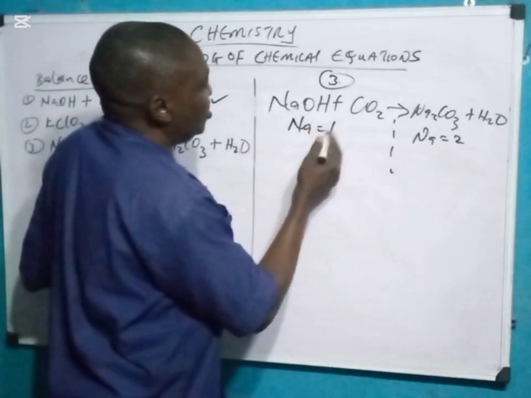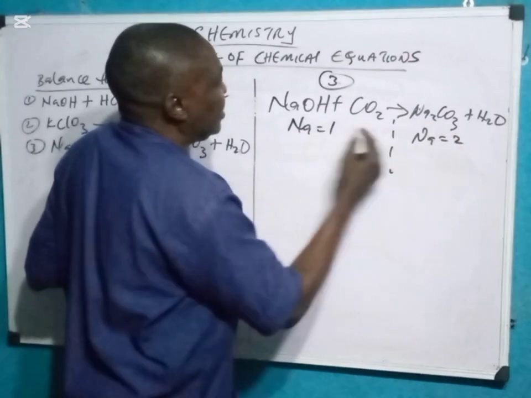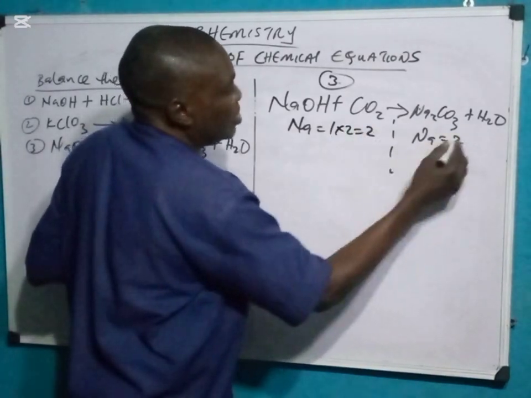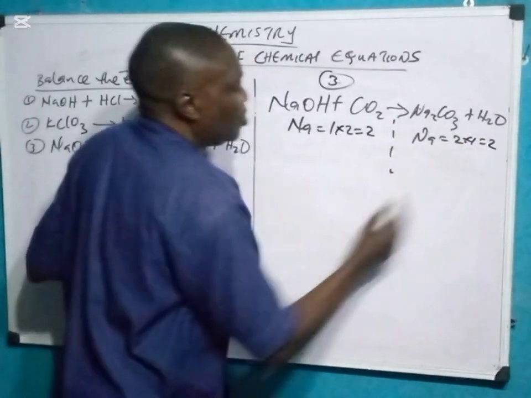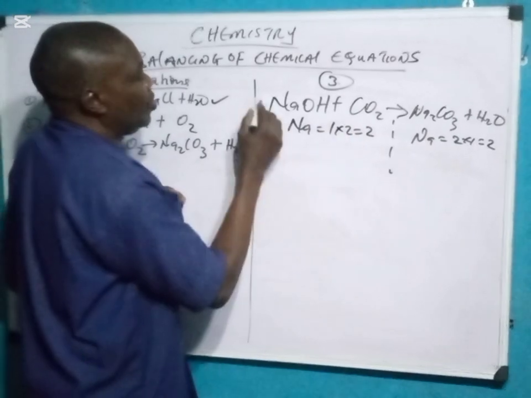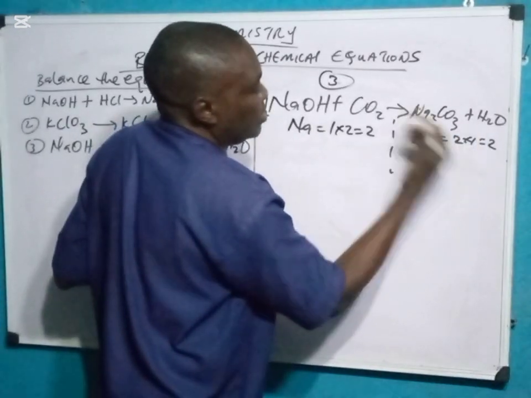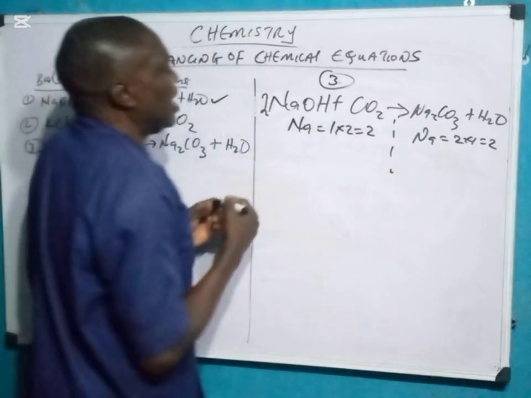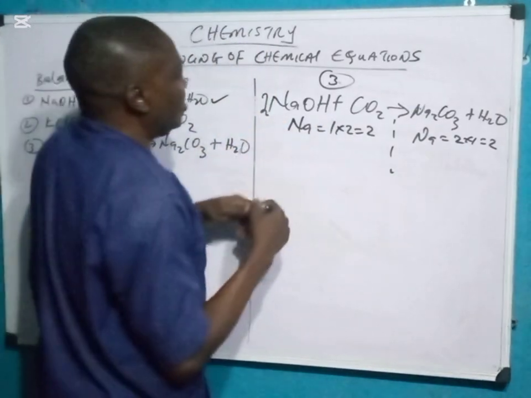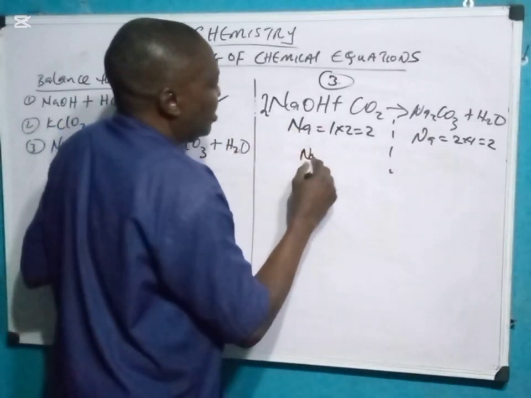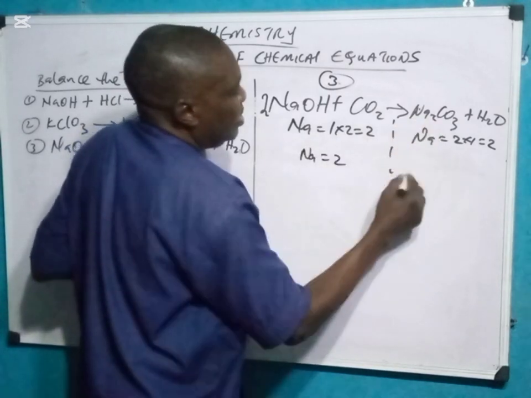So what you just do, this is 1 and this is 2. Multiply this times 2 equals 2 times 1 equals 2. So both of them are now 2. What do we now do? We introduce 2 here. 2 sodium, then this one is just 1. So we don't need to introduce anything. Let's see what our equation looks like. Sodium here is 2, Na here is 2.